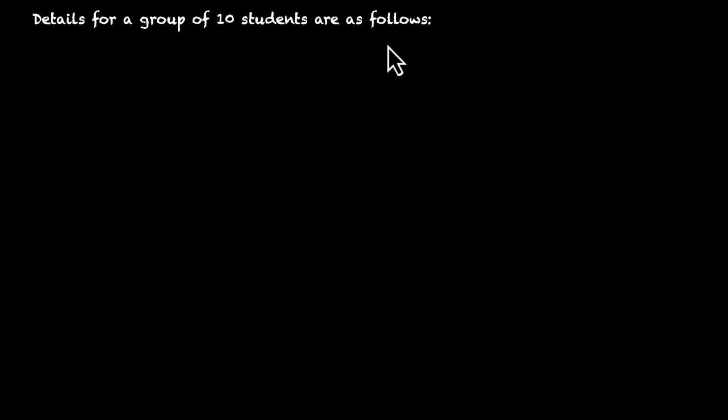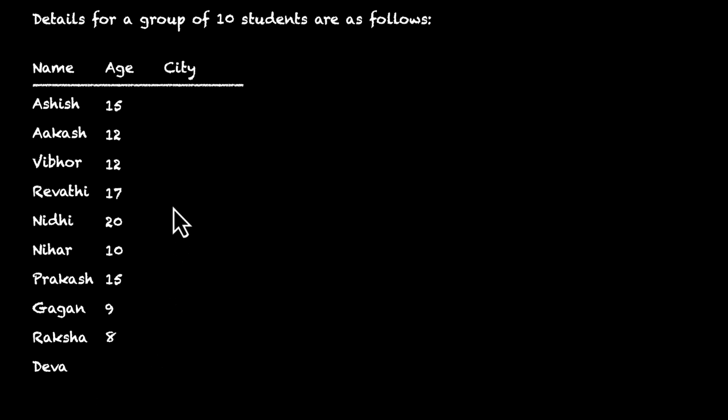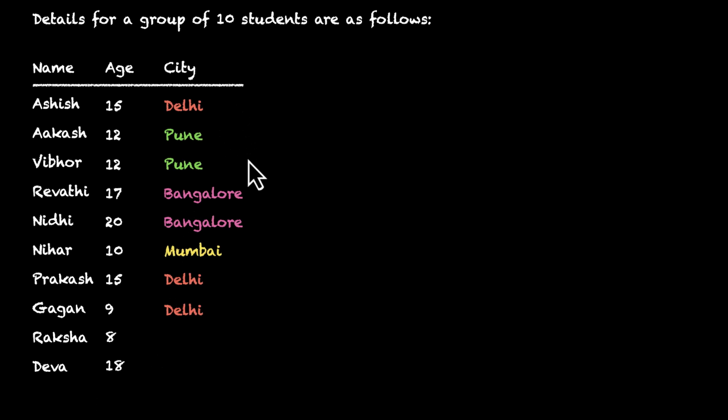Details for a group of 10 students are as follows. We have their names, their age, and the city that they live in. Let's meet these students. We have Ashish, Akash, Vibhor, Revati, Nidhi, Nihar, Prakash, Gagan, Raksha, and Deva. These are their ages, and these are the cities that they live in. Some live in Delhi, Bangalore, Pune.